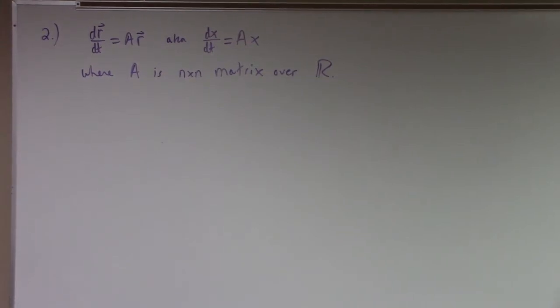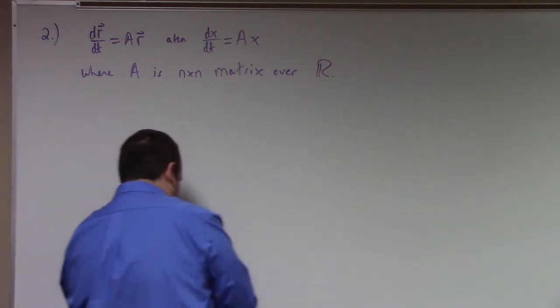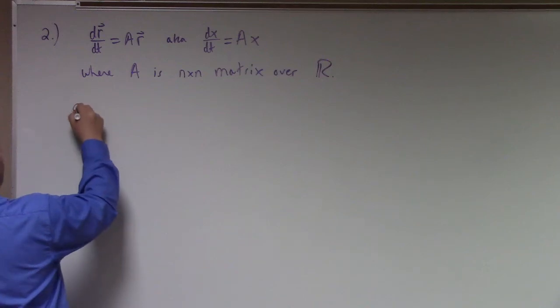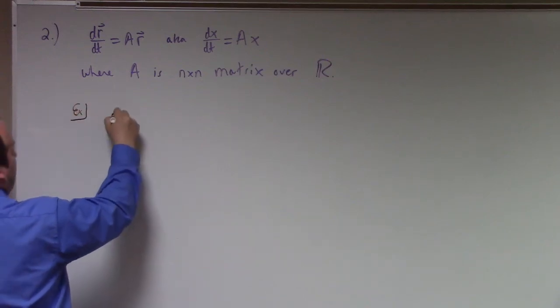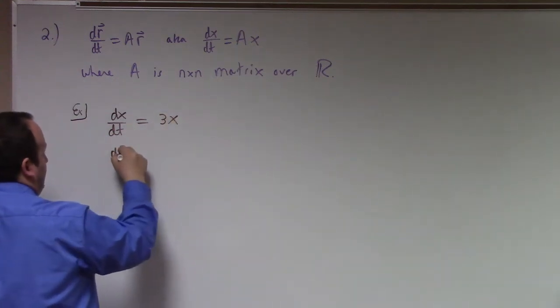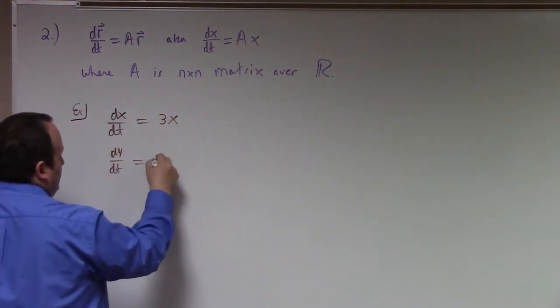So just to demystify it for a second here, if I can find my markers. Found them. So here would be a very silly example of this. Let's start out with something nice and silly. dx/dt = 3x, dy/dt = -2y.